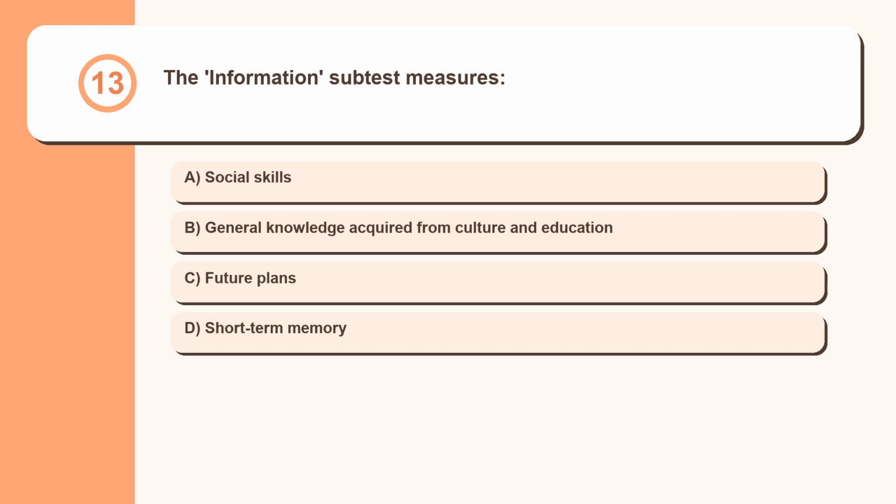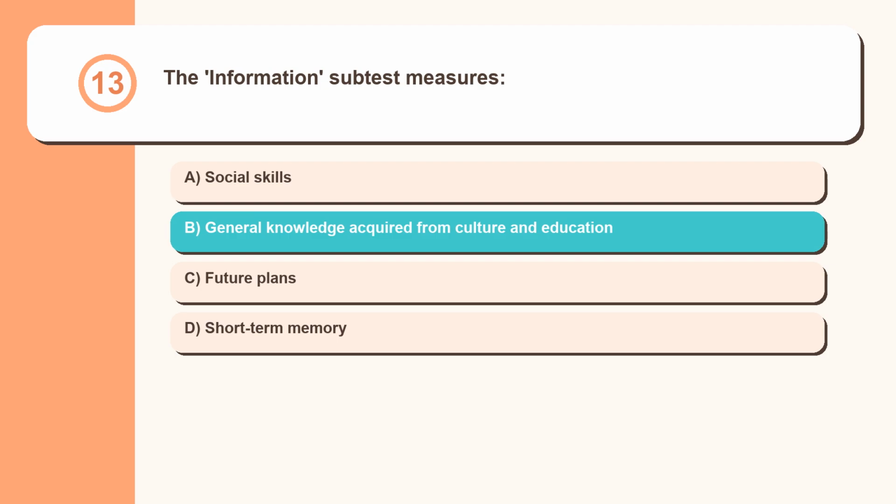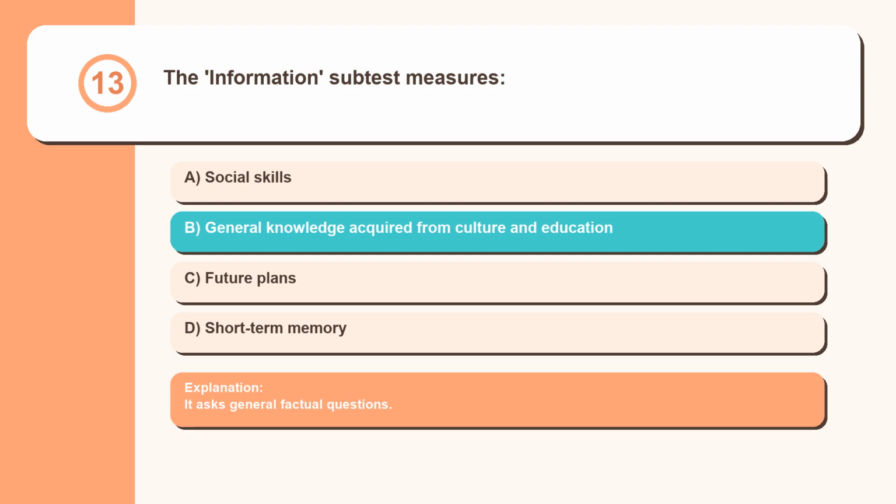Question 13. The information subtest measures social skills, general knowledge acquired from culture and education, future plans, short-term memory. It asks general factual questions.